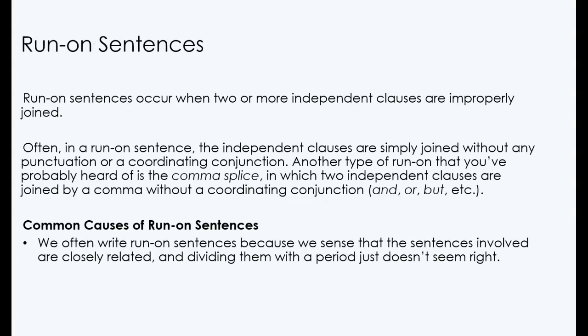Run-on sentence. Run-on sentences occur when two or more independent clauses are improperly joined. That means they don't relate to each other, but then they're in the same sentence. Often in a run-on sentence, the independent clauses are simply joined without any punctuation or coordinating conjunction like and, so, for. Another type of run-on that you've probably heard is the comma splice, in which two independent clauses are joined by a comma without a coordinating conjunction like and or but.